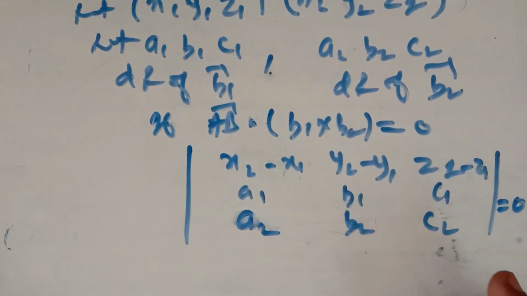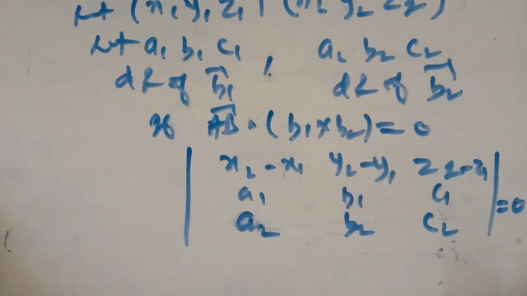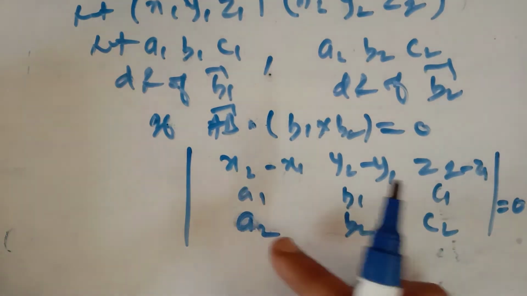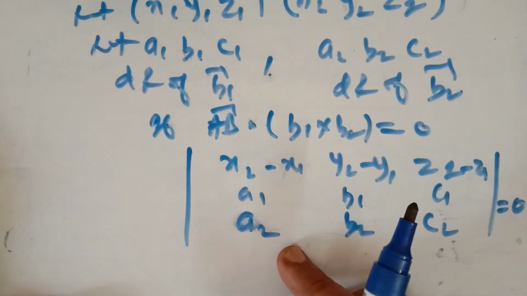So this is the condition for the two lines to be coplanar in Cartesian form, where x1, y1, z1 and x2, y2, z2 are the coordinates of the points through which the lines pass, and a1, b1, c1 and a2, b2, c2 are the direction ratios to which these two lines are parallel.